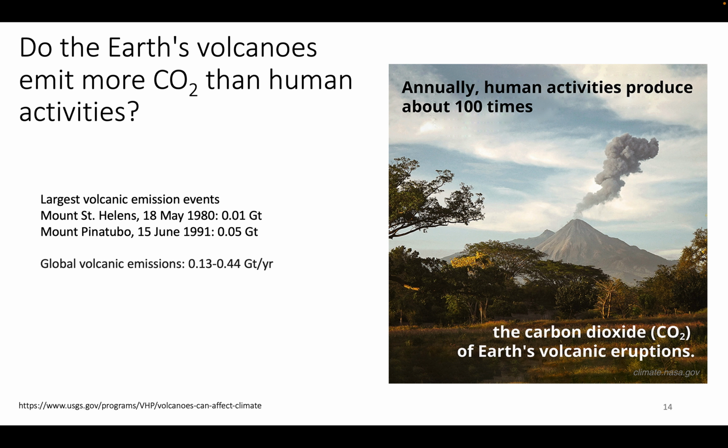The most significant eruptions come from supervolcanoes like Yellowstone or Mount Toba, which erupt very rarely, about every 100,000 to 200,000 years or more. Yet the total annual CO2 emissions from human activities are akin to one or more Yellowstone-sized super eruptions occurring every year.